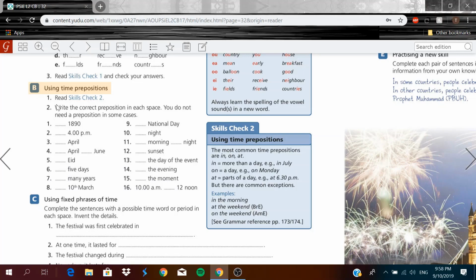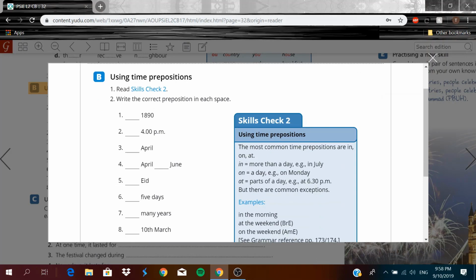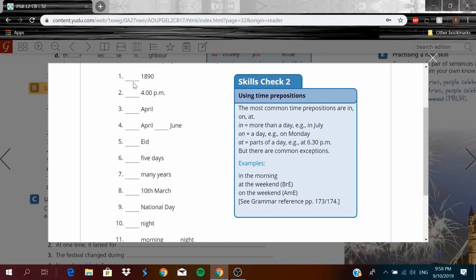Okay? Now let's go to exercise B here. Here we have: write the correct preposition in each space. So what's number 1 going to be, you guys? I want you guys to solve this actually. So pause the video right now, pause it, and come back. Okay? So what's number 1?